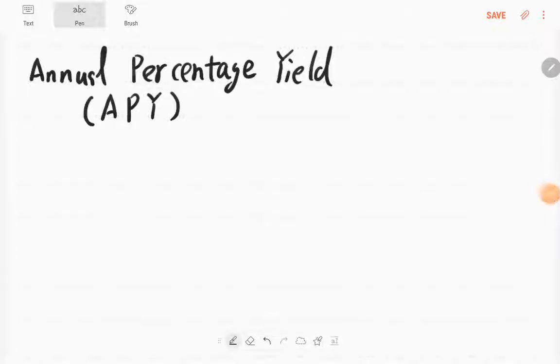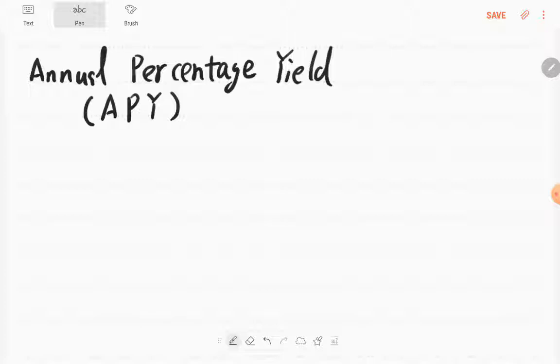Now this is the new topic in compound and continuous interest, which is called annual percentage yield, abbreviated as APY. So why do we want to introduce this new concept?